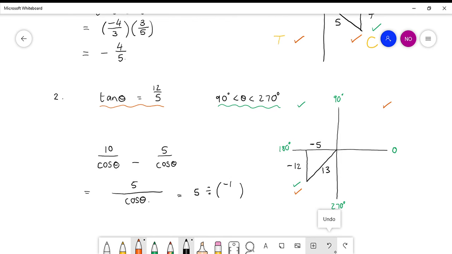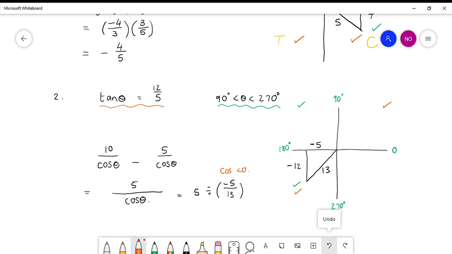Negative 5 over 13. Okay, voordat ons hom verder gaan vereenvoudig, do you guys see that cos is negative? Nee? Die waarde van cos wat ons afgelees het is negatief. Do you see that? That should make sense to you because which of our functions is the only one that is positive in the third quadrant? Only tan. So both cos and sine will give you a negative value.